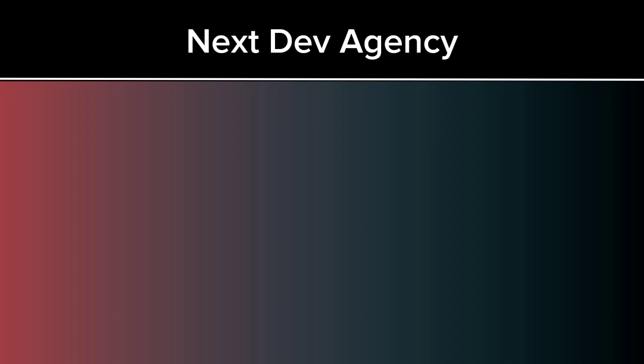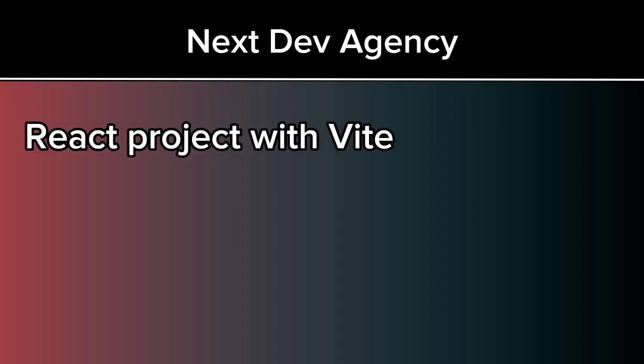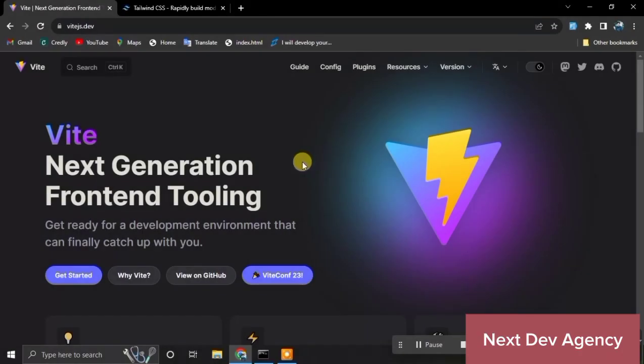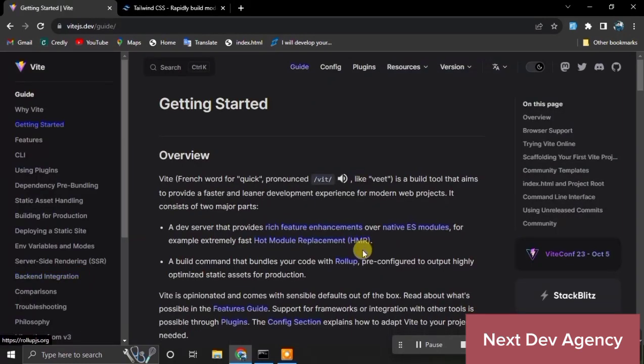So in this video we're gonna create an e-commerce website by using React. So I'm using here Vite. It's a popular tool to make a React project. Okay, so let's get started. So in this project I'm using Vite and Tailwind CSS. Okay, so let's get started with Vite.